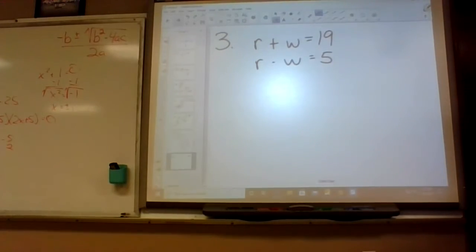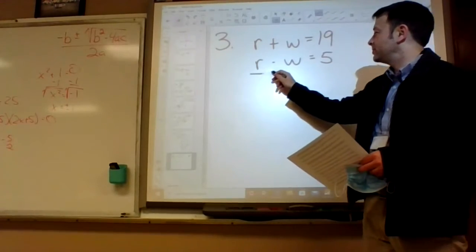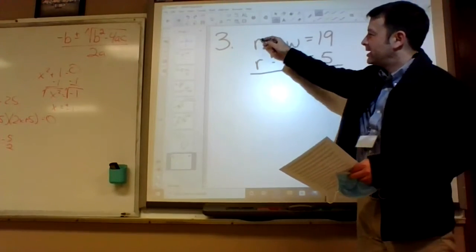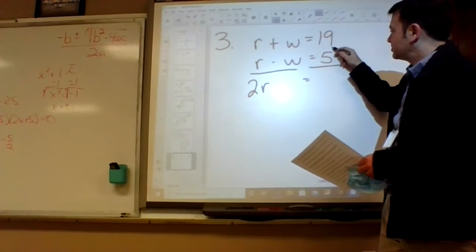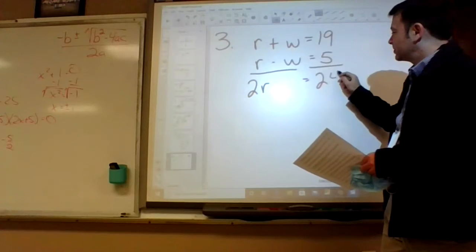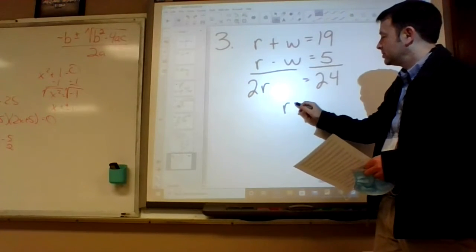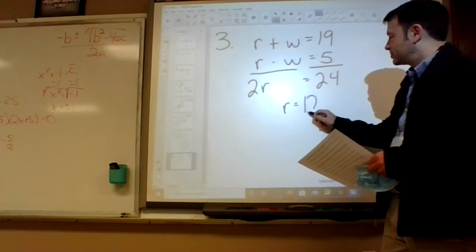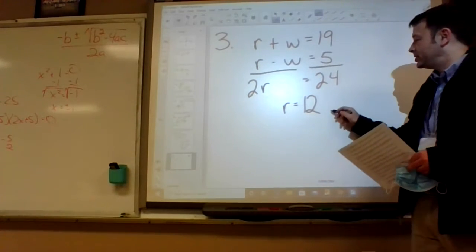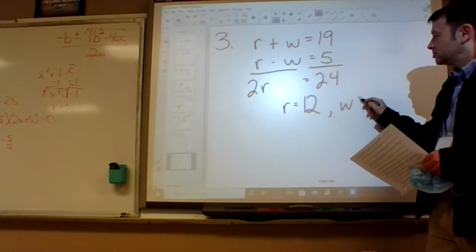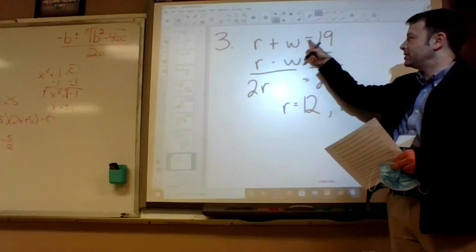The current is having a heavy effect there. So we're left with R again. So what do we do? Add them together. 2R equals 24. Divide by 2. The speed of the boat is 12. How do I find the water speed? You put it in for R on the top. 12 plus what equals 19?